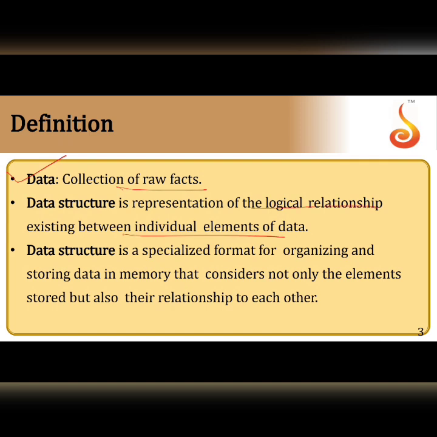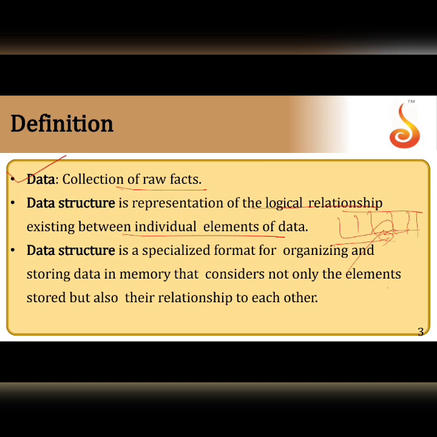Then data structure is a representation of the logical relationship existing between the individual elements of the data. For example, take an array, because you're familiar with an array. What is an array? It's a homogeneous set of elements stored physically next to one another. So what is the relation? It's linear and it is next to one another. If I traverse in this direction, I will go on getting the next element in this direction also. Or I can randomly access the element using the subscript, right?